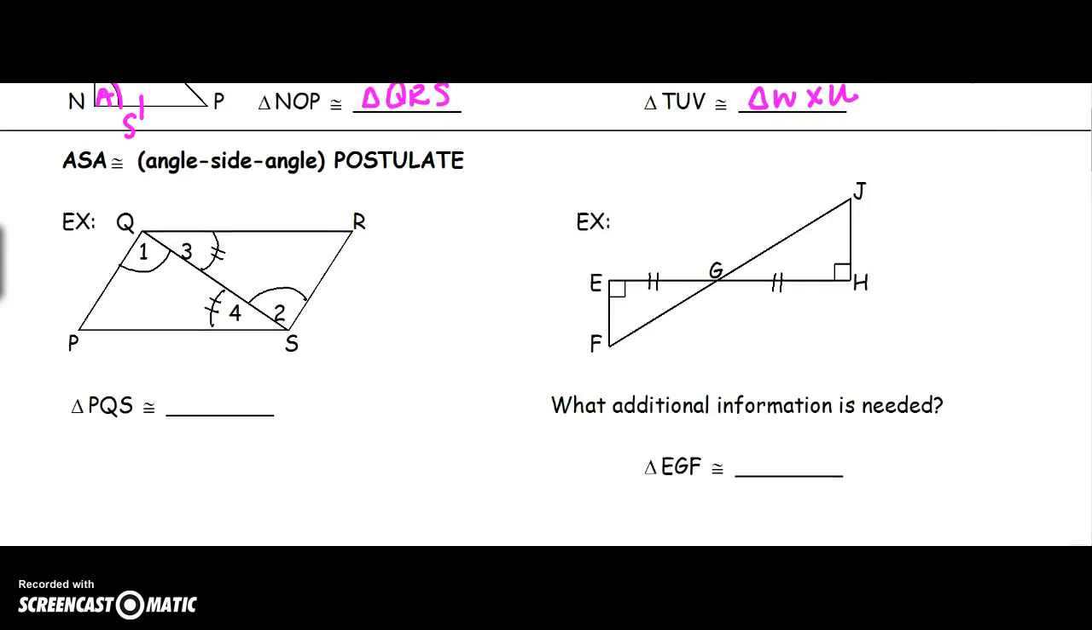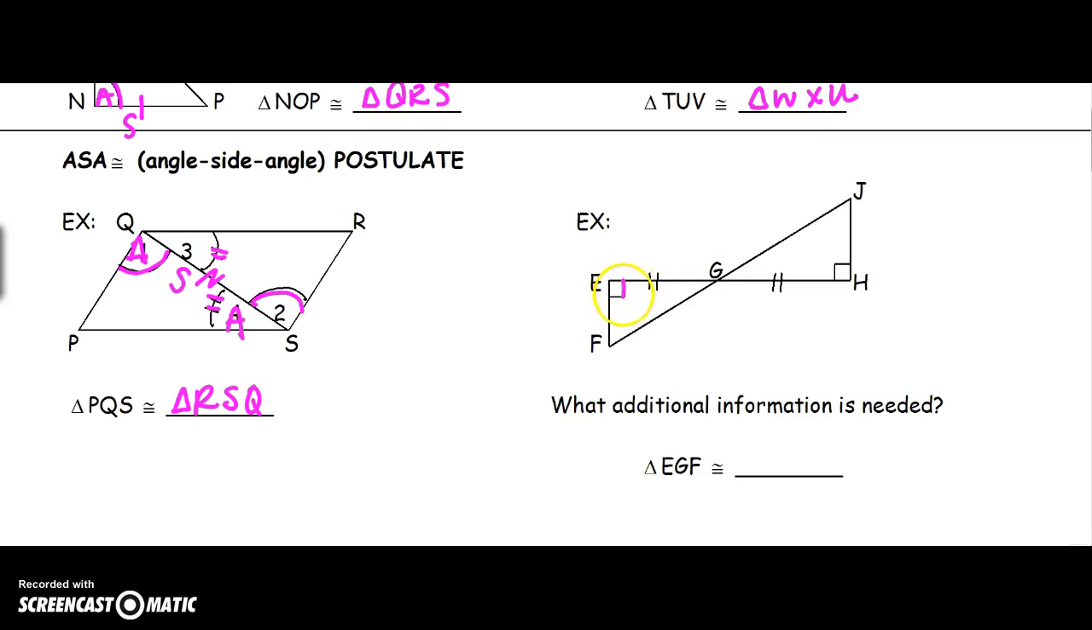Another postulate is angle, side, angle. Okay, so here again we have a reflexive side. Angles 1 and 2 are congruent, so that's an angle. Angles 3 and 4 are congruent. Notice this one has two dash marks. Okay, and then our side is congruent with itself, so notice how we have angle, side, angle. So here we have PQS is congruent to triangle RSQ.